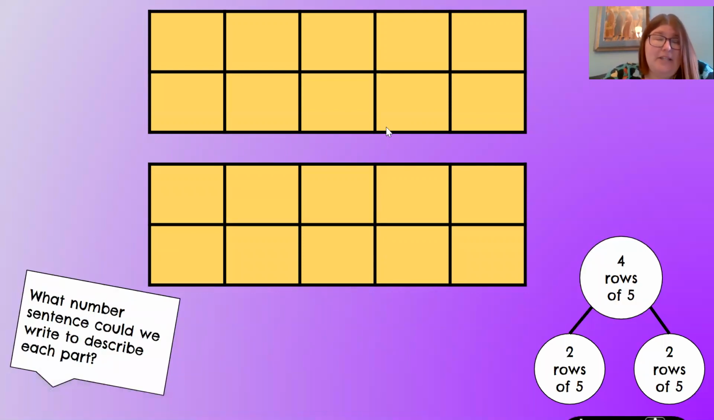So what number sentence could we use to describe the way that we've split these into parts now? So our 2 rows of 5, what number sentence could we use? If you said 5 plus 5 equals 10, you were correct because I have 1 row of 5 here and another row of 5 here. That equals 10. Nice work. Let's try another one.